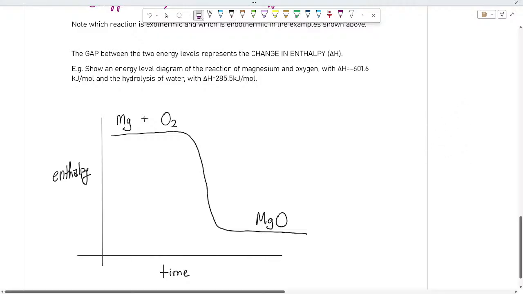Is this balanced? How would I balance it? Putting a 2 in front of Mg and MgO. So 2 magnesiums and 1 oxygen, diatomic oxygen, will give us how many MgOs? 2. All right, cool. And then if we wanted to indicate delta H, that is the change in enthalpy right there. And of course, in this case, the change in enthalpy is negative. The enthalpy is going down.